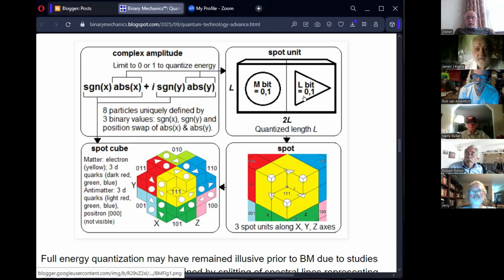Does the L bit only, or so the M bit only move in one direction? Yes, it moves in the direction that the L bit is pointing. By the way, this is not only a spatial object containing one states or zero states. It's actually a machine which implements the time development equations of binary mechanics. So this is machinery here we're looking at.